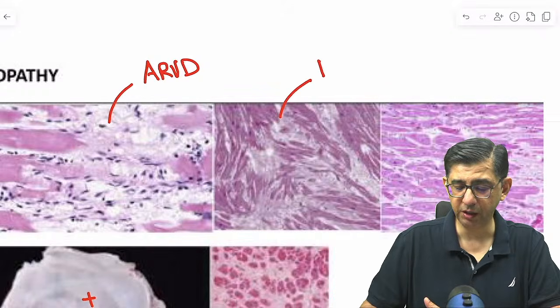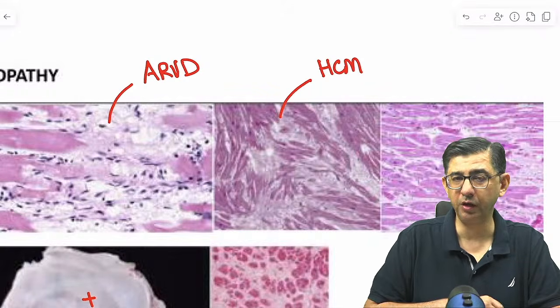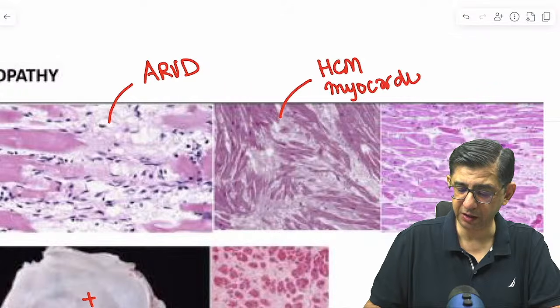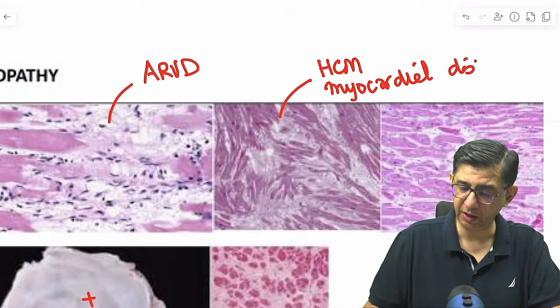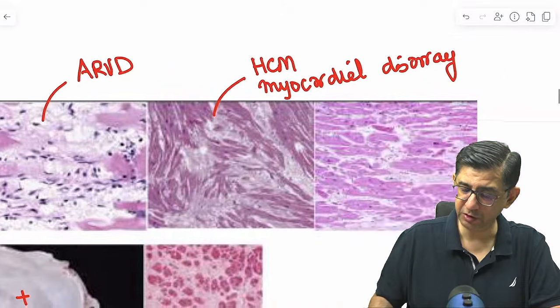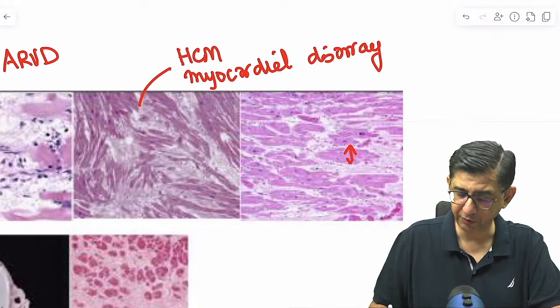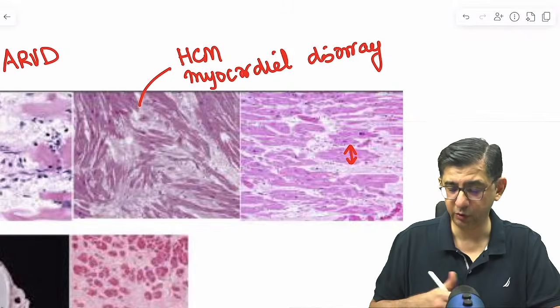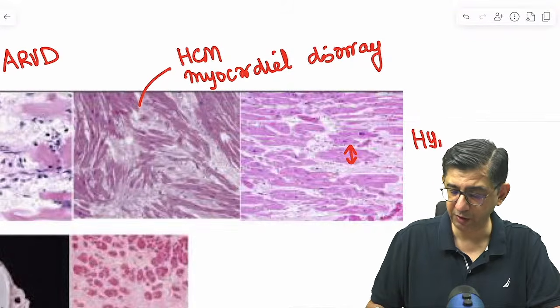That is the helter-skelter appearance that is seen with hypertrophic cardiomyopathy. The word that we use for that is called myocardial disarray. The word is myocardial disarray. And then the third one, in which there is presence of hypertrophied myocytes. You can see disorganized myocytes present, but some of them are relatively hypertrophied.